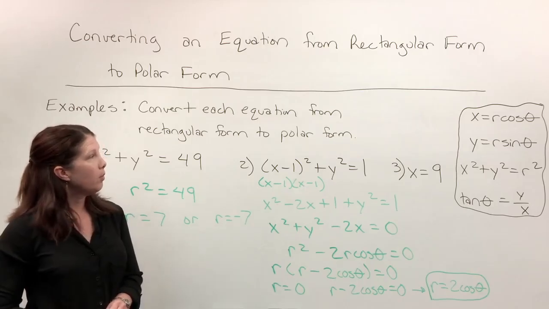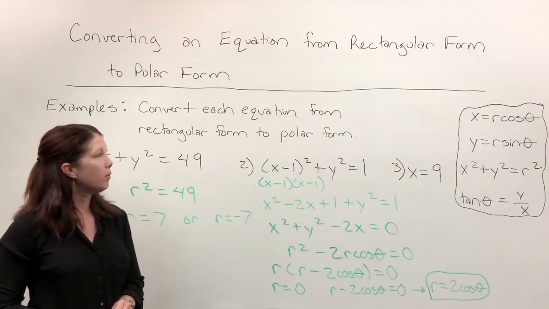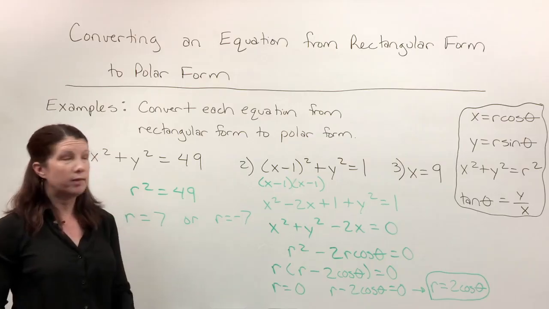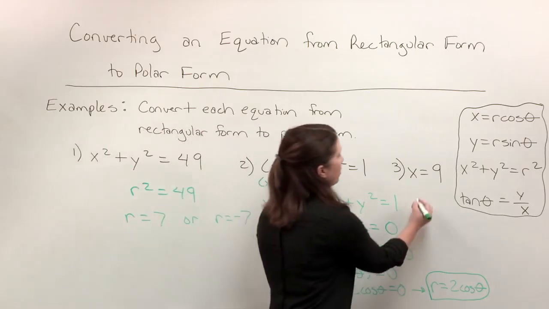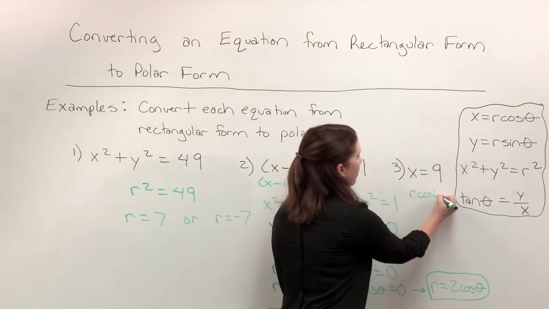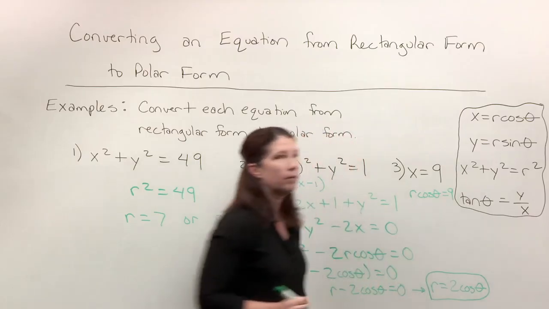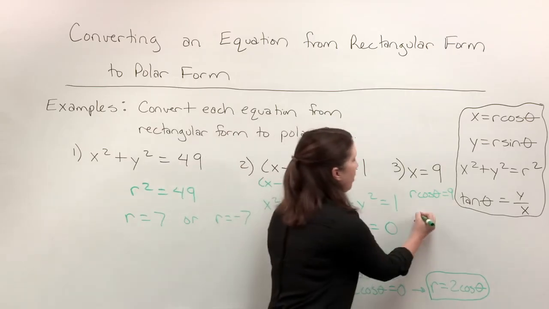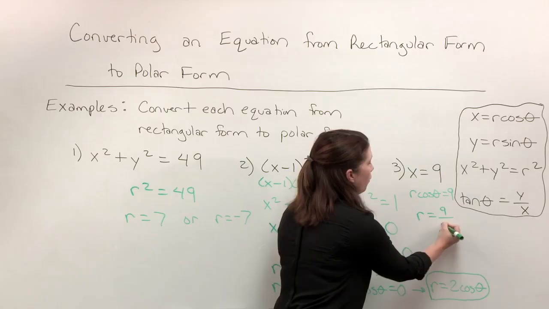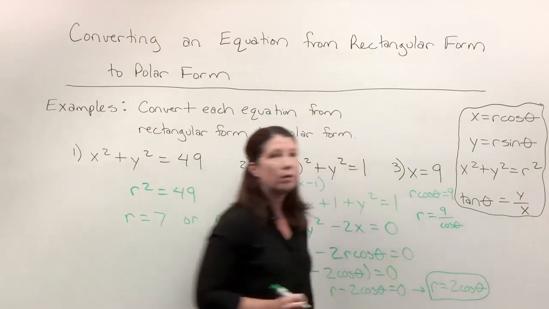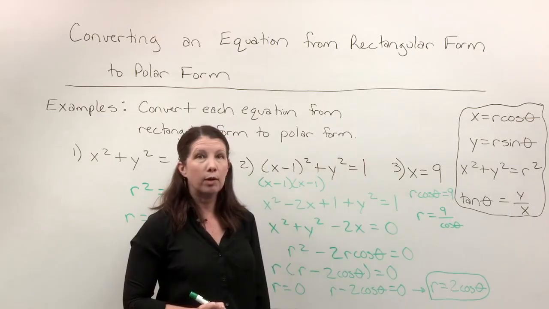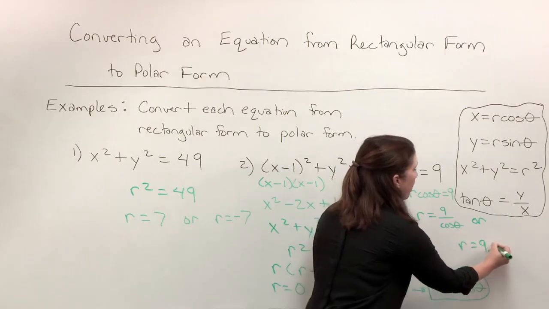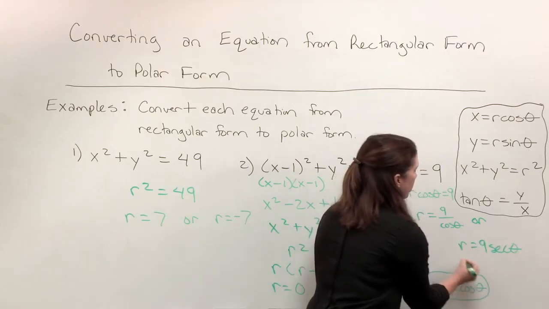In the final example, we have the rectangular equation x equals 9. Again, using the fact that x is equal to r cosine theta, I can replace x with r cosine theta. Solving the equation for r by dividing both sides by cosine theta, I get that r is equal to 9 over cosine theta, which can be written that way, or using one of our reciprocal identities, I could rewrite this as r equals 9 times secant theta.